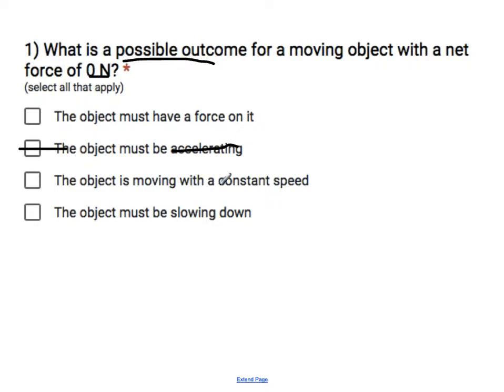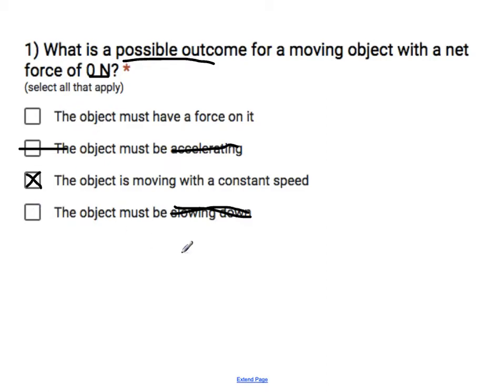The object is moving with a constant speed. That has to be true because, like we just said, it's not accelerating. So I would check that box. The object is slowing down. Again, slowing down is a changing velocity, so that's accelerating. That one cannot be true. And the object must have a force on it, and that actually doesn't have to be true.